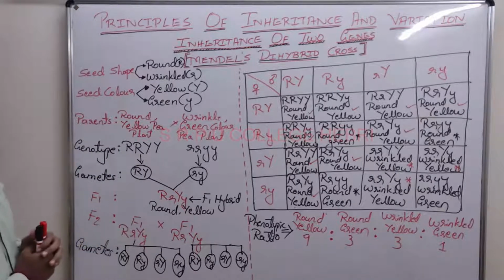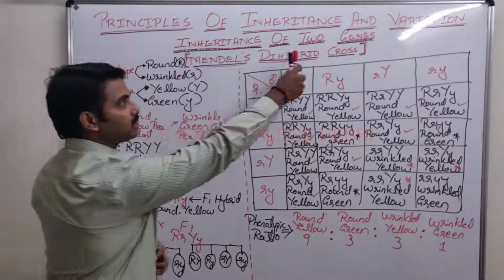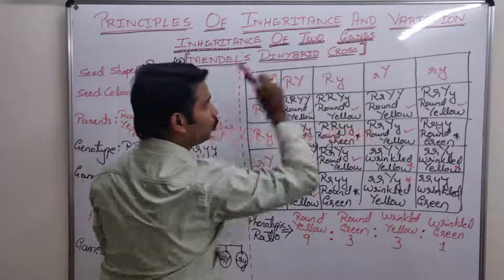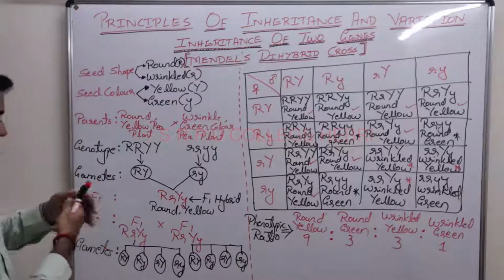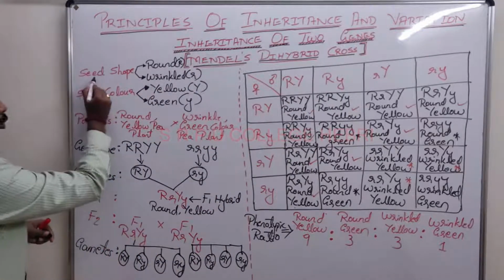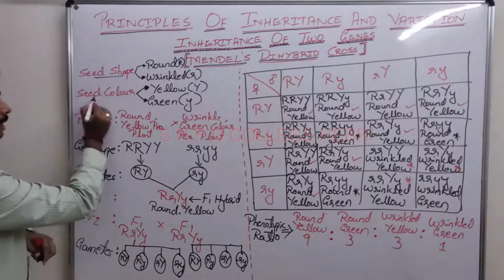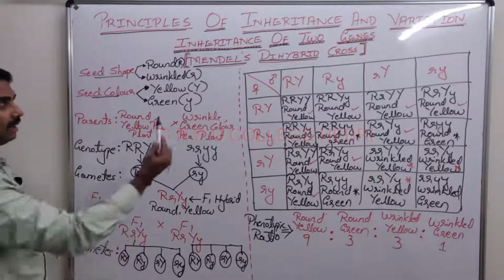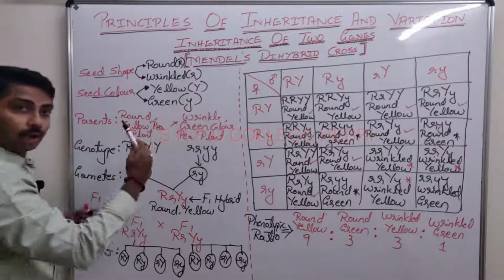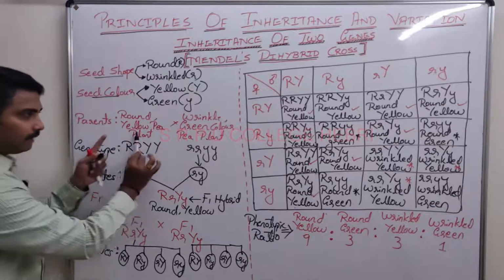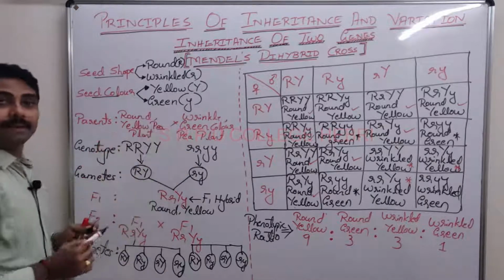Try to focus here. As he is checking the inheritance of 2 genes, he selected how many different characters? 2 characters. One is seed shape, another one is seed color. They were available in contrasting traits. He crossed the true breeding plants.